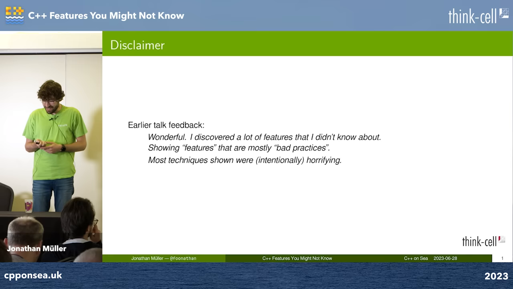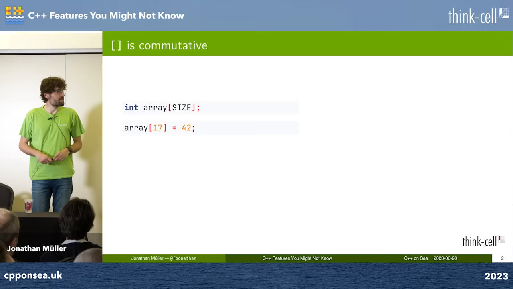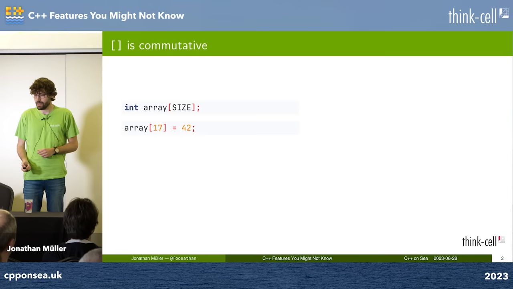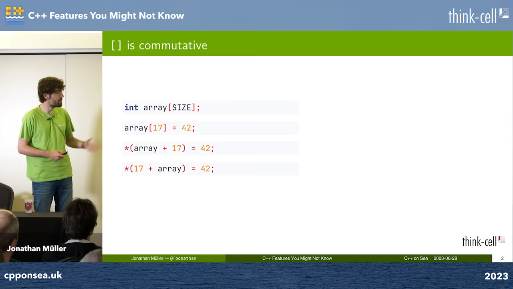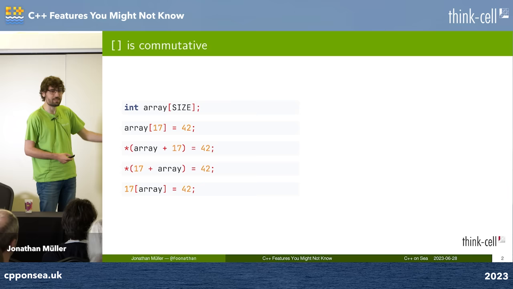So let's begin with something easy that you probably know. When you have an array, you can index it. And this is actually defined to be equivalent to array plus offset and then you dereference that. And when you have addition, addition is commutative. So you might as well write that. And then you can also do that, because this is defined to be equivalent. So you can also write 17[array] equals 42, because that is the code above, and that's what you want.